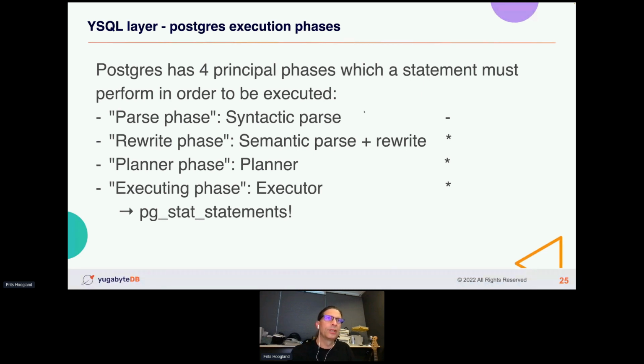The second phase is called the rewrite phase, and the rewrite phase does 2 things. It does another parse phase, which is the semantic parsing. It already built an execution tree, and it now understands what objects you want to access. But now it needs to look whether that object exists and whether you have access to it. And that obviously requires the catalog, because it needs to understand if something is there and what rights are set on it. So that's why there is an asterisk here.